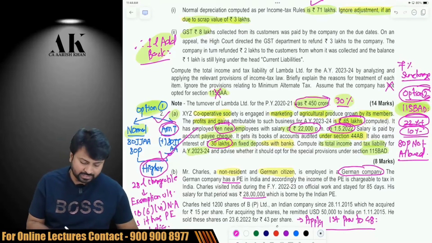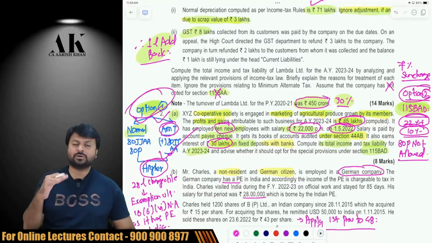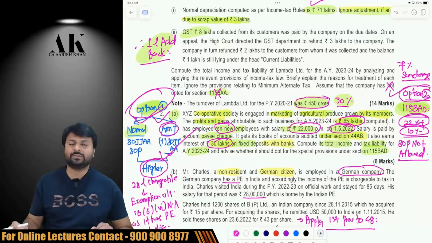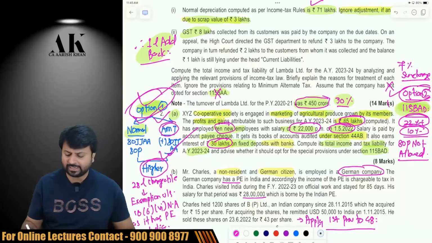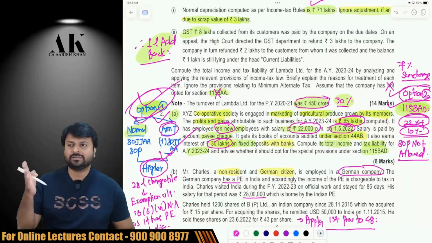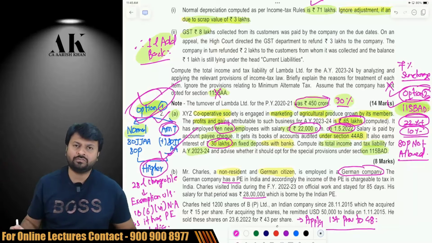Okay. Your surcharge, left hand side, option 1 surcharge depends upon total income. Right hand side surcharge is always applicable at the rate of 10%. And then see which tax is higher, left hand side tax or right hand side tax. Whichever is higher, ignore. Whichever is lower, you can offer that particular option.